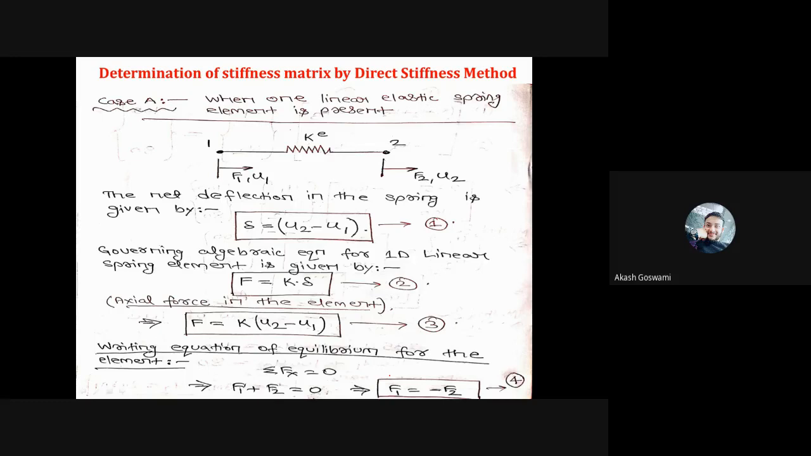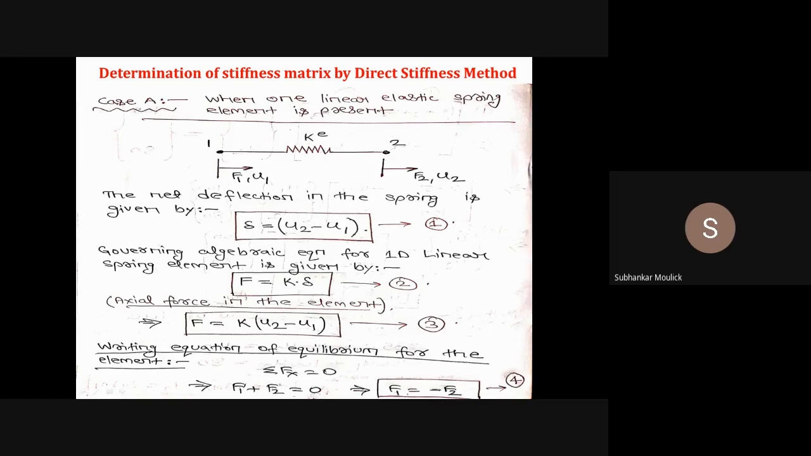Yes, sir. Fine. In this method, I will not be using the potential energy approach. That means I am not interested in finding out the value of strain energy. Neither am I interested in finding out the value of the external work done. I have to use this method called direct stiffness method or matrix method.